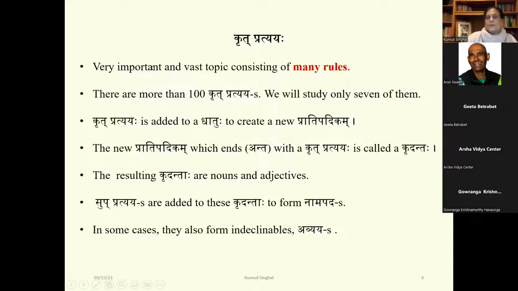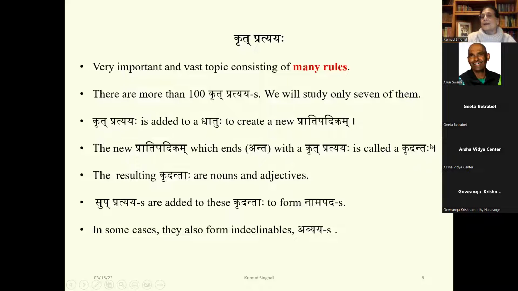This is a very important and a vast topic. You will see it's used all the time, but it consists of also many rules. There are more than 100 of these Krit suffixes, and we'll study only 7 of them. These are the most commonly used. Krit Pratyayas are added to a dhatu to create a new Pratipadikam. The new Pratipadikam, which ends with a Krit Pratyaya, is called a Kridantaha.